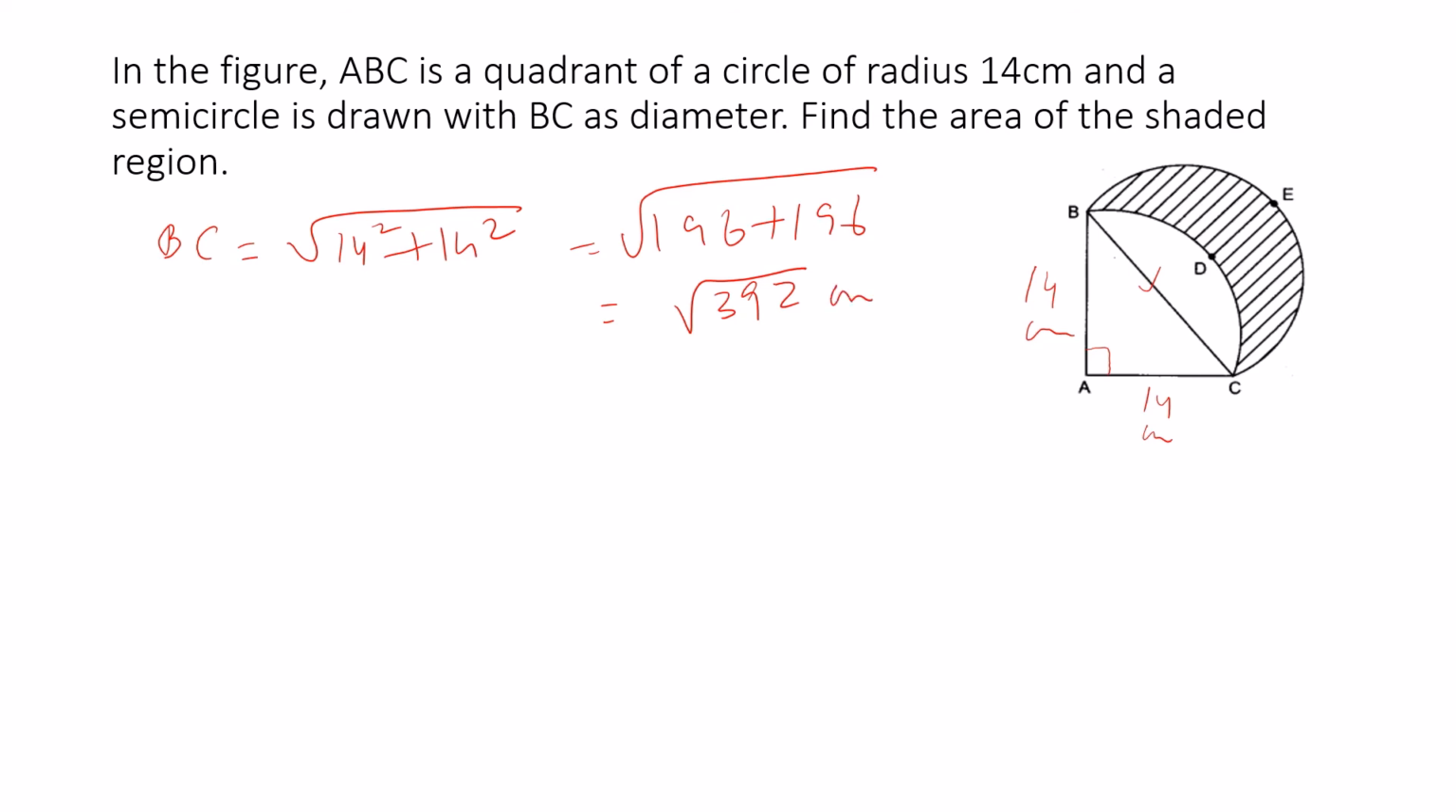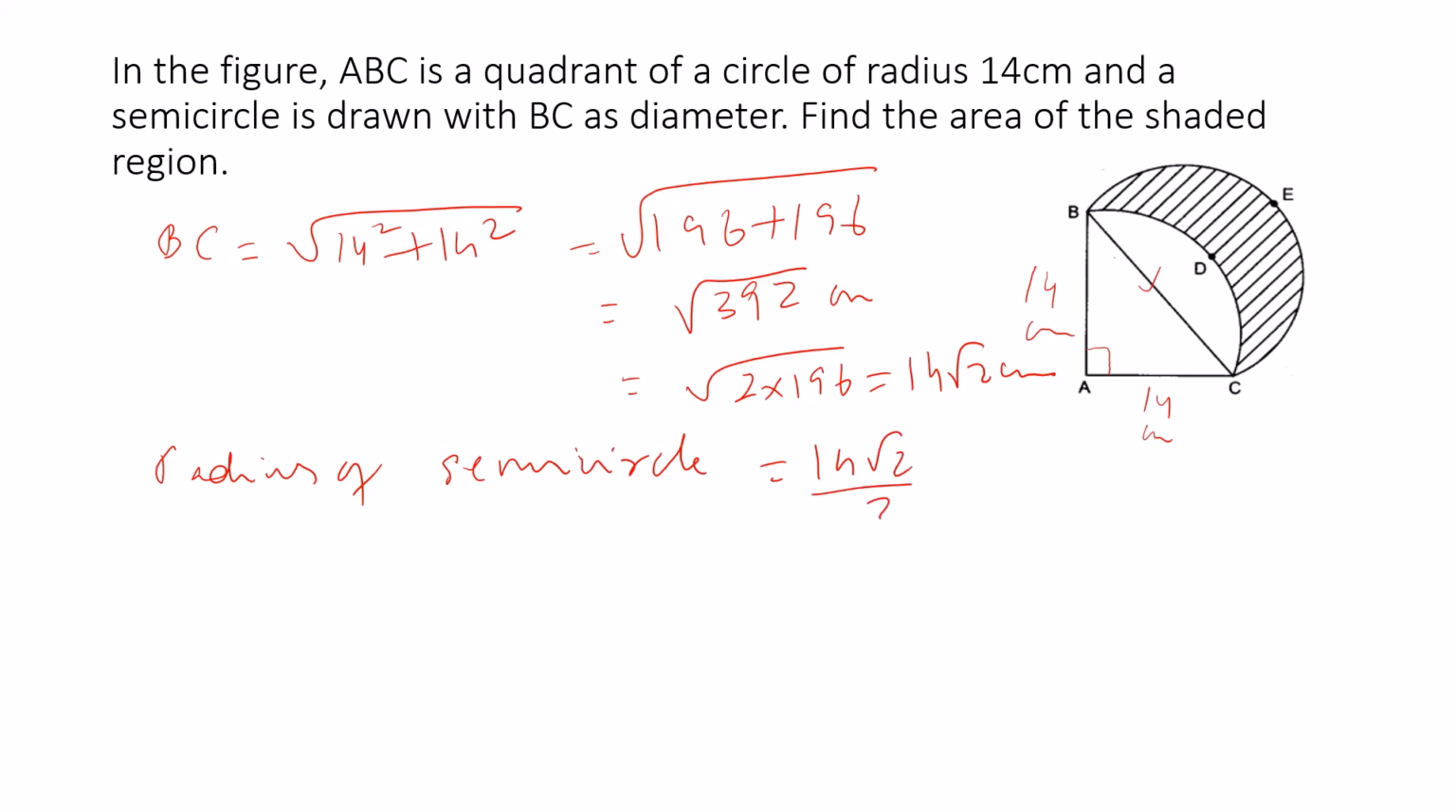And when you factorize 392, it is 2 times 196, right? So it will be root of 2 into 196, or we can write straight away, 14 root 2 centimeter. So what will be the radius of the semicircle? It will be 14 root 2 divided by 2. So radius of semicircle will be equal to 14 root 2 by 2, that is 7 root 2 centimeter.